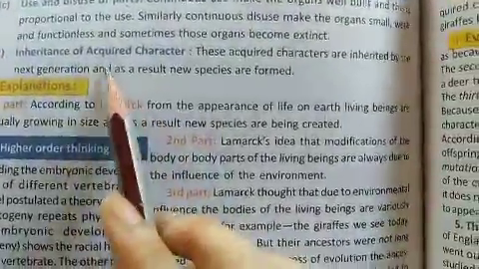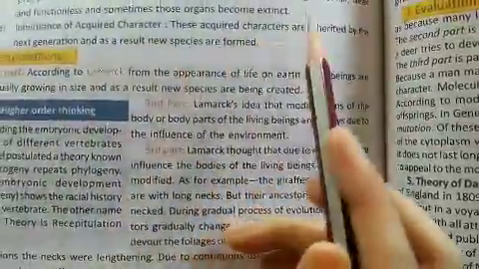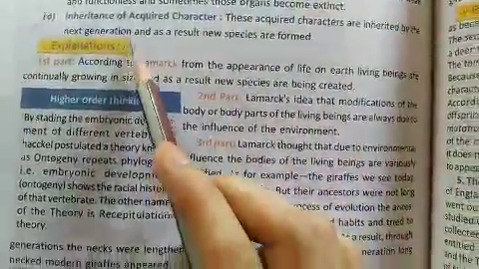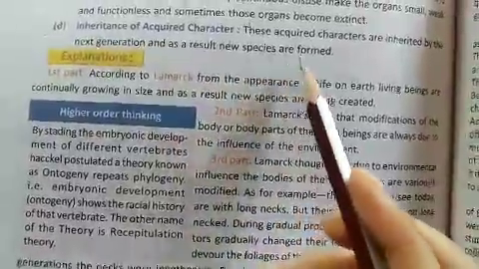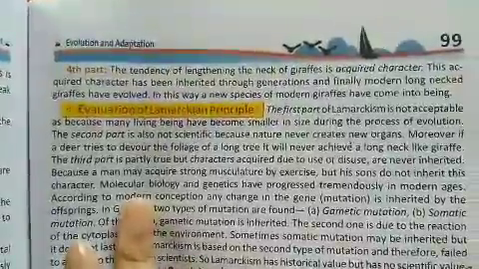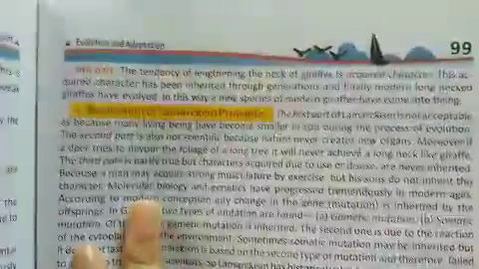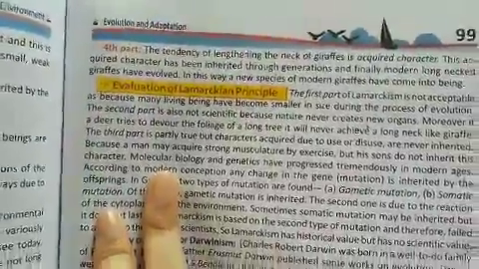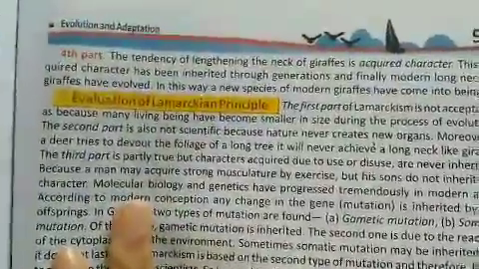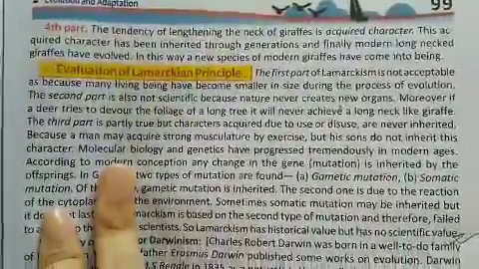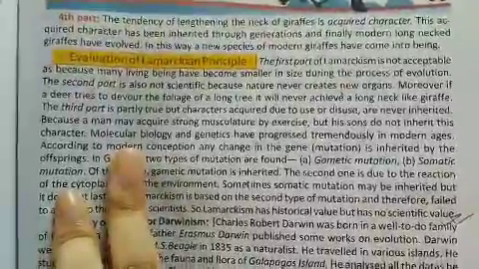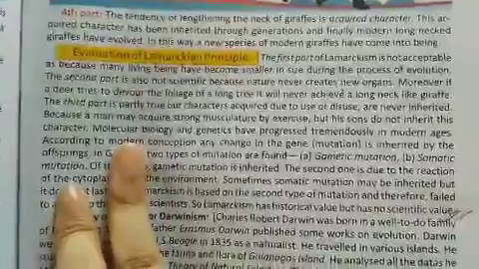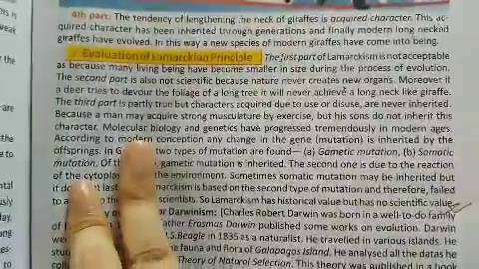Next, number 4, inheritance of acquired characters. These acquired characters are inherited by the next generation. As a result, new species are formed. See the explanation. The tendency of lengthening the neck of giraffes is an acquired character. This we know: acquired character means a character we got due to continuous practice. This acquired character has been inherited through generations. Finally, modern long-necked giraffes have evolved. In this way, a new species of modern giraffes has come into being.